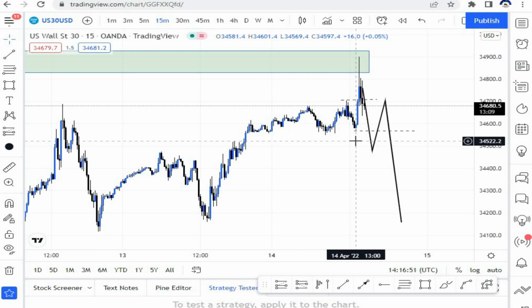Don't just fund your account and then start trading everything.